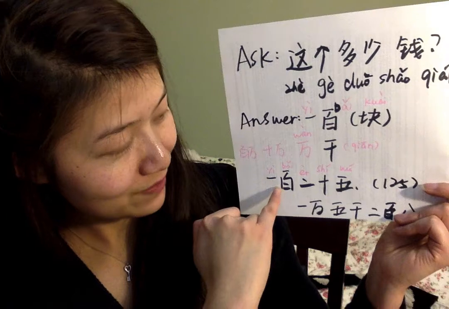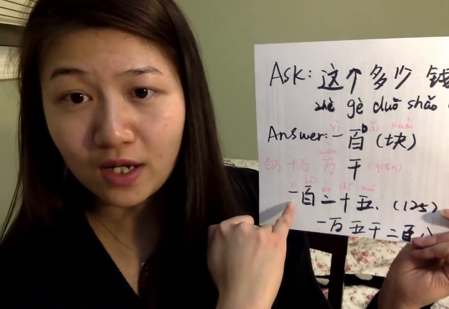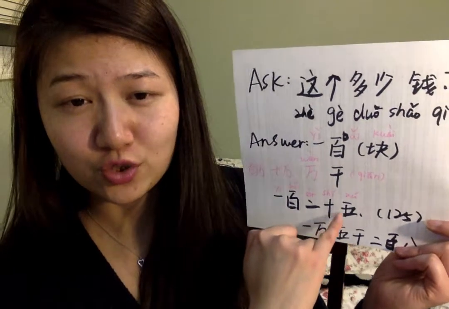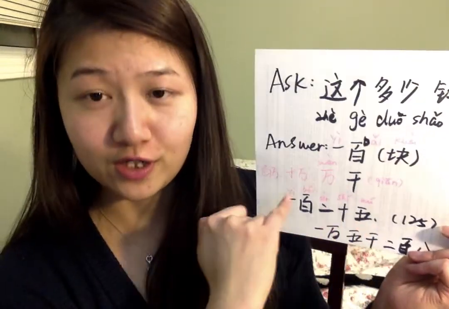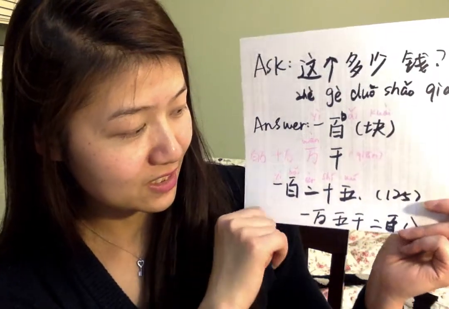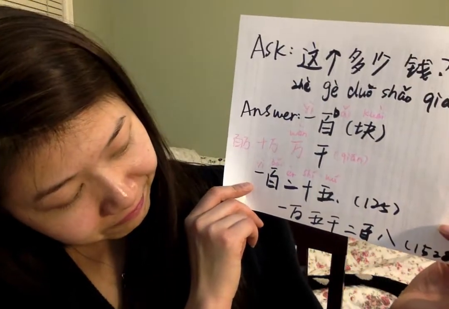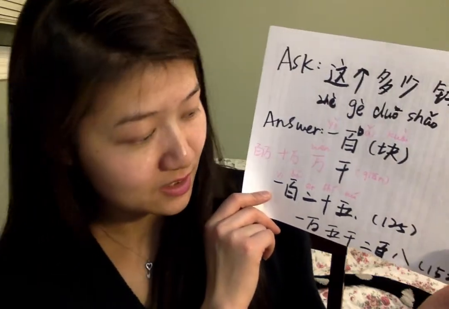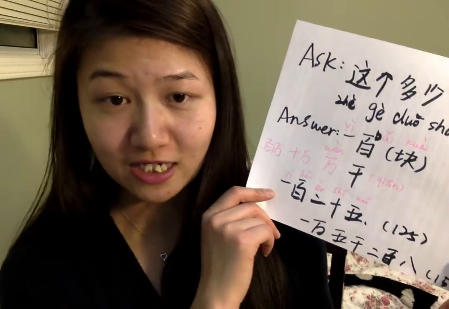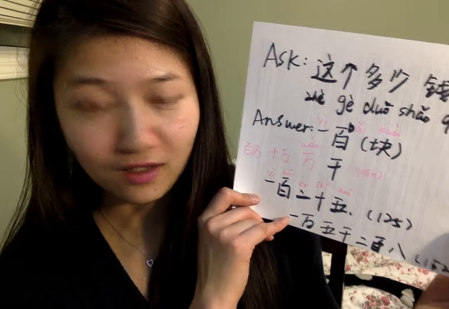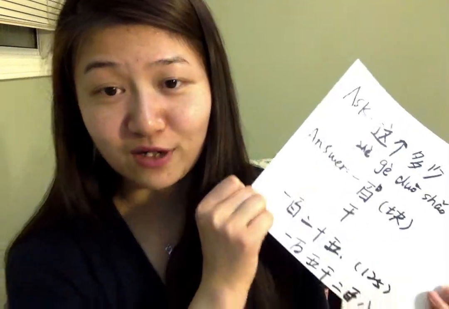Okay, let's try this one. So how do you say 125? So we say 125块钱 or 125. Directly say the number. Okay, if this one is 15,280, we say 15,280 or 15,280. Okay, this is bigger number.